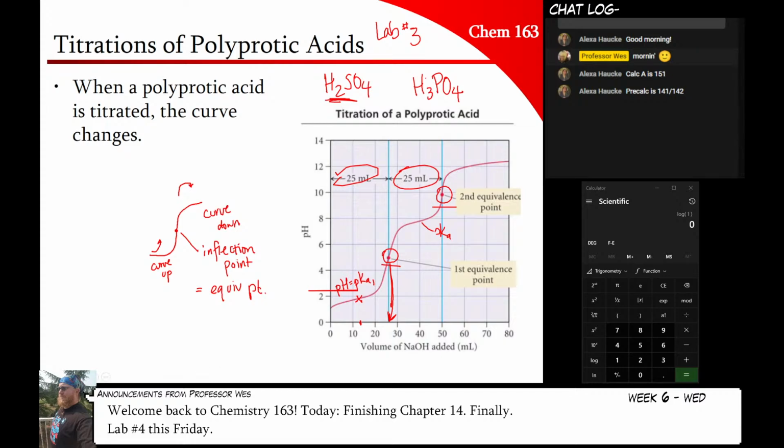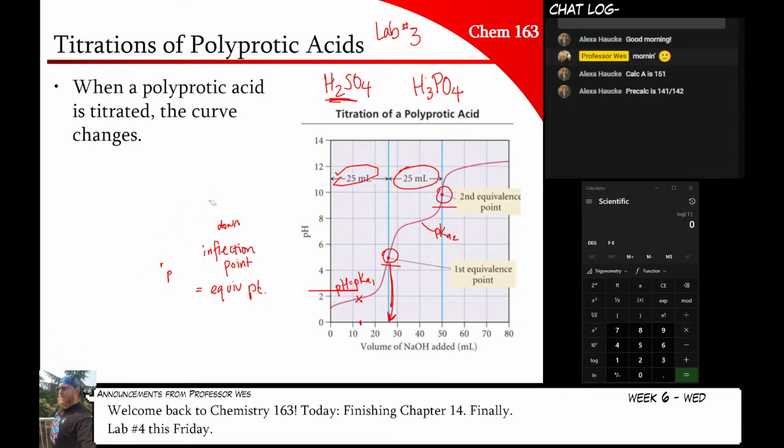That would be pKa for the second dissociation. So the Henderson-Hasselbalch equation can still be used. And that's really all I can think of that's important about these titration curves.